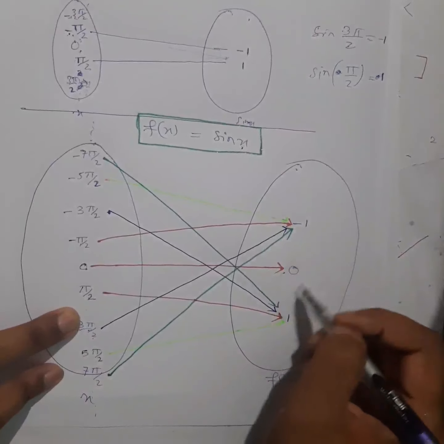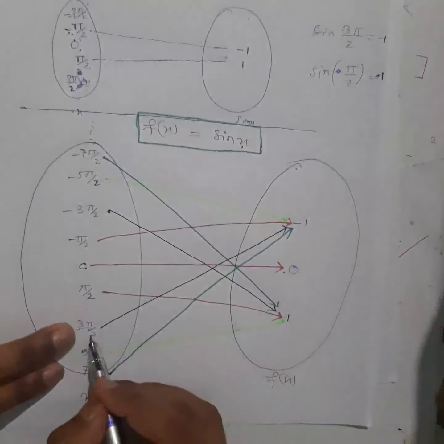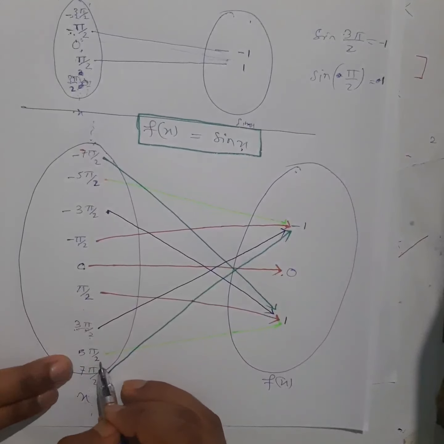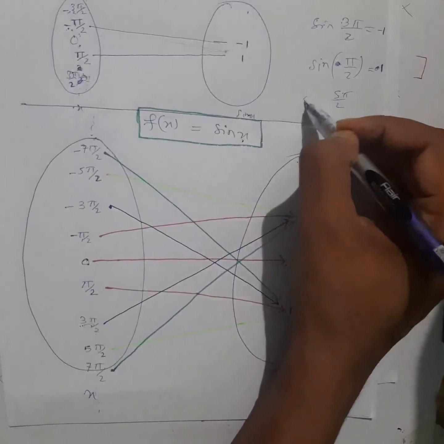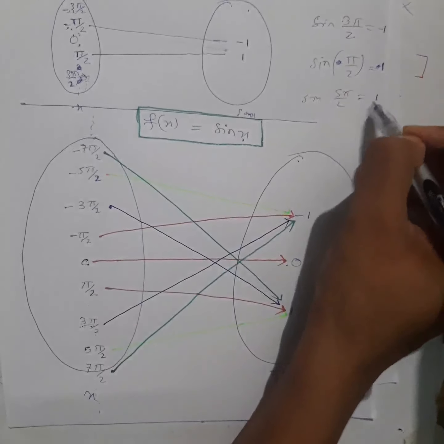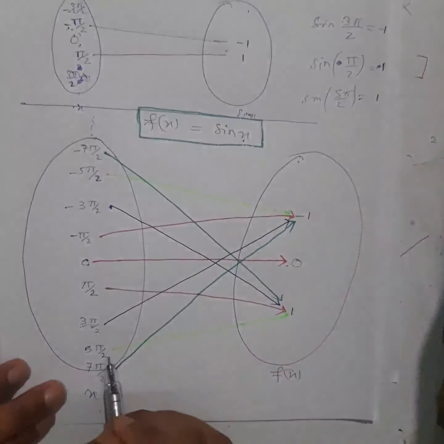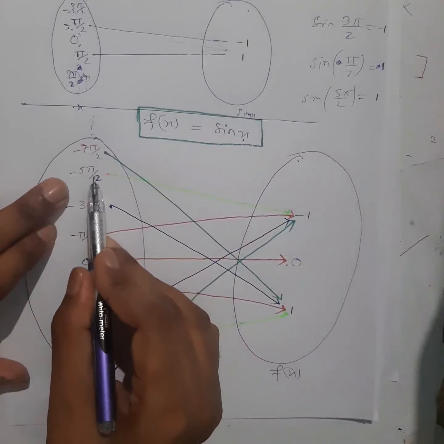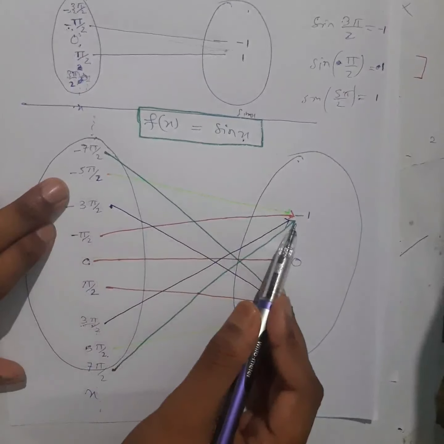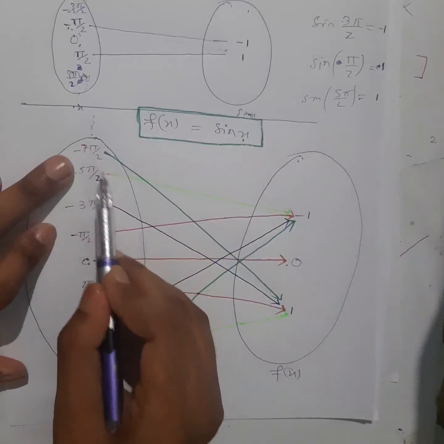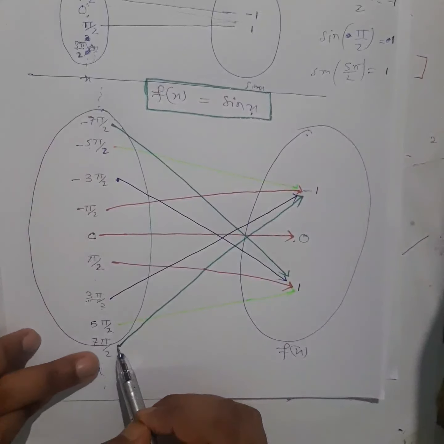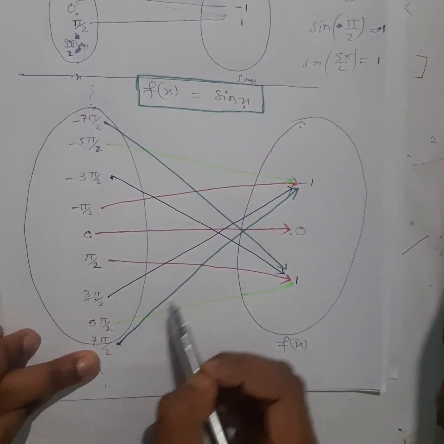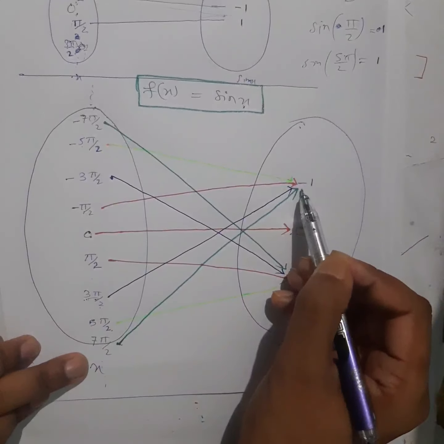Okay, something you will get between this. Clear? So if I take 5 pi by 2, you will get again 1. Same way, if you find out minus 5 pi by 2, you will get minus 1. Minus 7 pi by 2, you will get 1. What I am trying to explain here, you will understand later. Just see what I am getting here. 7 pi by 2, you will get minus 1.